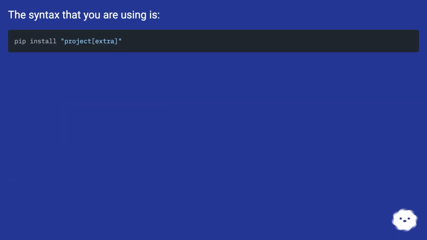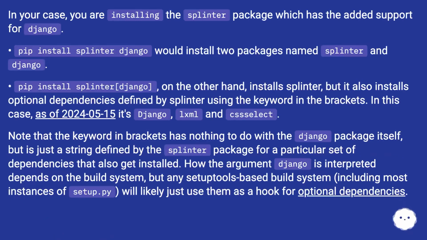The syntax that you are using is. In your case, you are installing the Splinter package, which has the added support for Django. Pip install Splinter Django would install two packages, named Splinter and Django. Pip install Splinter[Django], on the other hand, installs Splinter, but it also installs optional dependencies, defined by Splinter, using the keyword in the brackets.